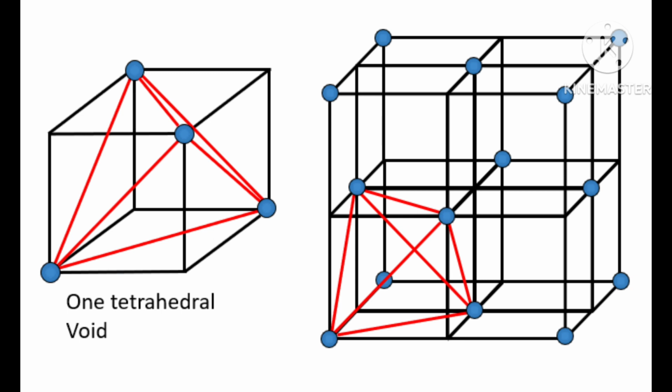Now we know that the CCP structure has 4 atoms per unit cell. Thus, the number of tetrahedral voids in total in the big cell you have seen is 8, and in one cube 4 atoms are there. The CCP structure has 4 atoms per unit cell. Thus, the number of tetrahedral voids is twice the number of atoms.